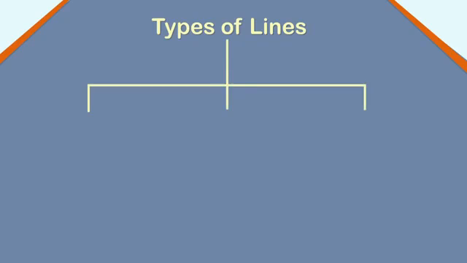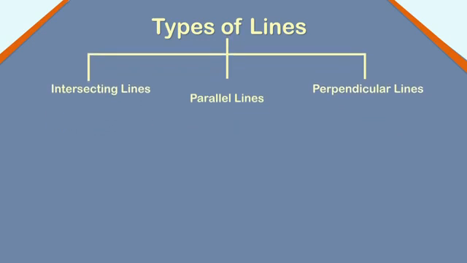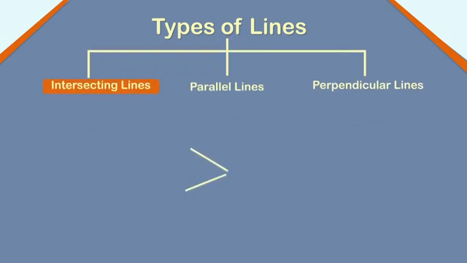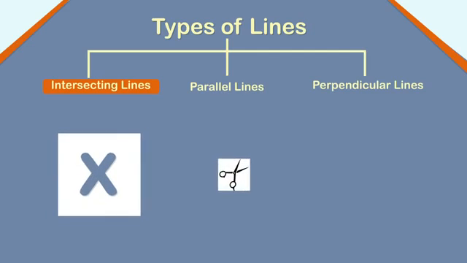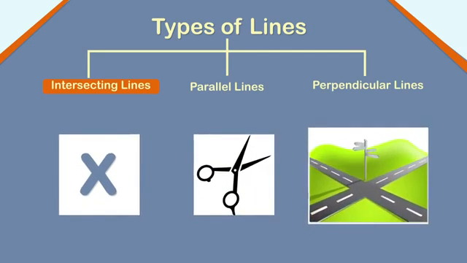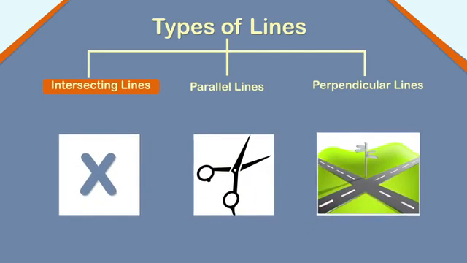There are 3 types of lines: intersecting lines, parallel lines, perpendicular lines. 2 lines which meet at a common point are called intersecting lines. Here, line AD and line BC intersect at the common point O. The letter X, a pair of scissors, and the intersecting junctions on roads are examples of intersecting lines.